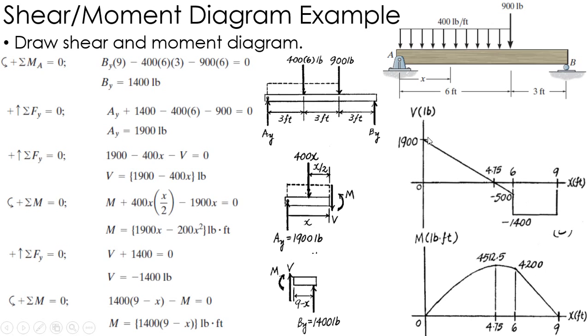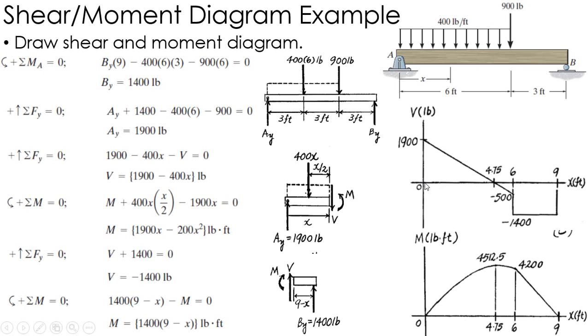So my shear diagram from 0 to 6 follows this equation right here, the 1900 minus 400x. So it starts at 1900 and drops down, and then at x equals 6, I get negative 500. So it's a linear curve like that. Okay, and then moving on from there, it's just negative 1,400. So here's where that jump happens, right?